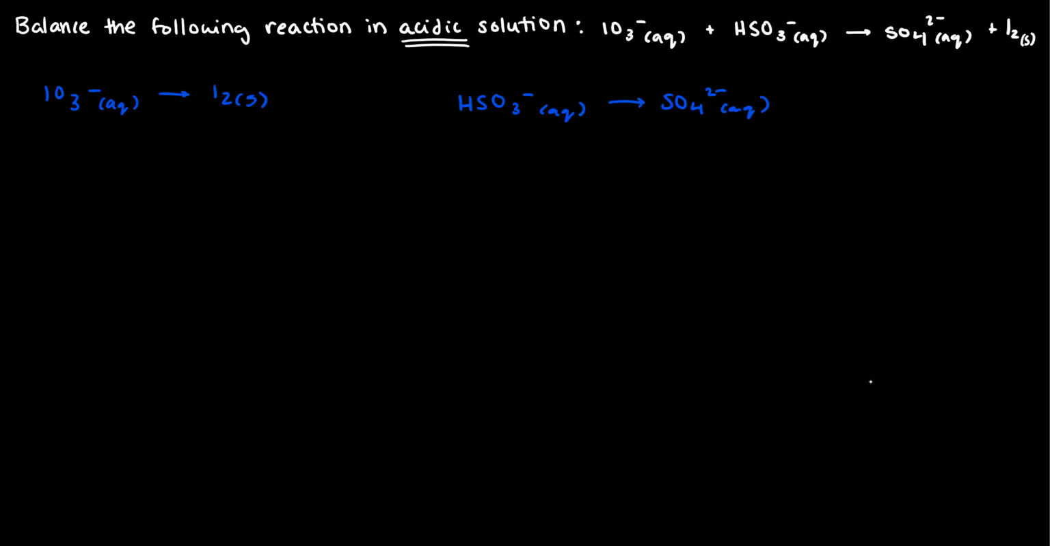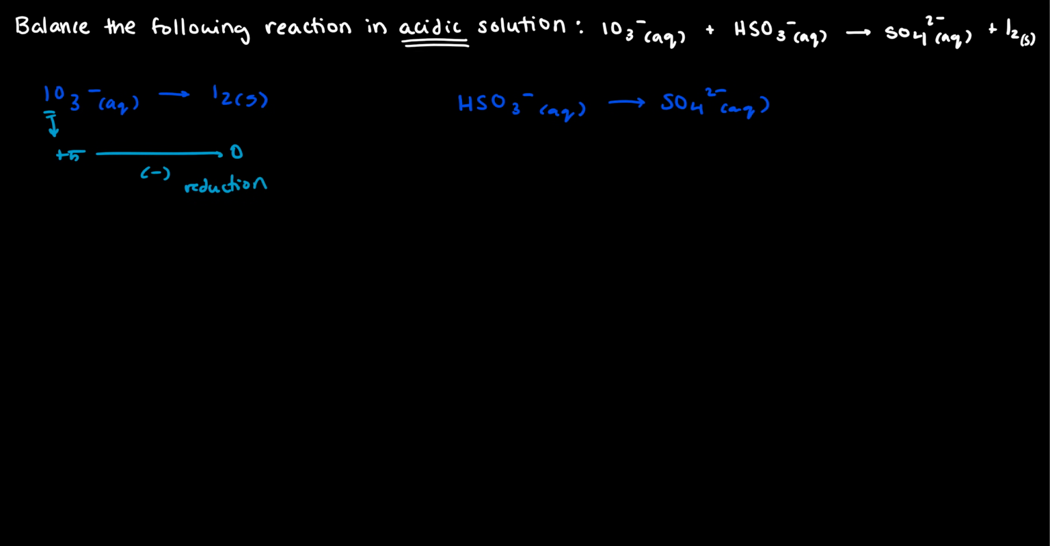All right, so here we can see that if we look at the oxidation number of the iodine in the iodate, it goes from +5, and over here in iodine, it's 0. So when the oxidation number decreases, that means that this reaction represents reduction.